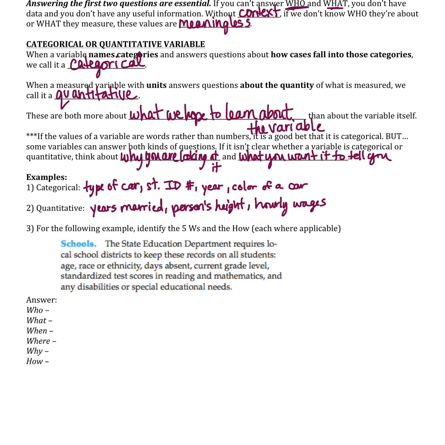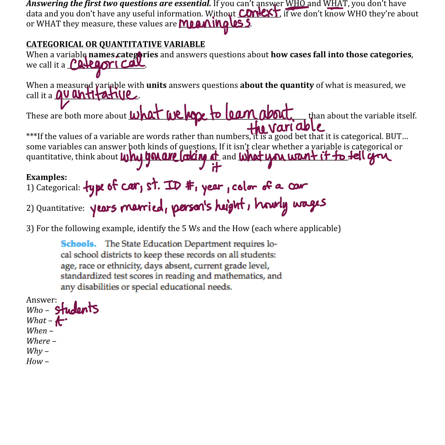So it says the State Education Department requires local school districts to keep these records on all students: age, race or ethnicity, days absent, current grade level, standardized test scores in reading and mathematics, and any disabilities or special education needs. So who are we talking about in this problem? We are talking about students. Okay, what are we talking about? There was a lot of what's here.